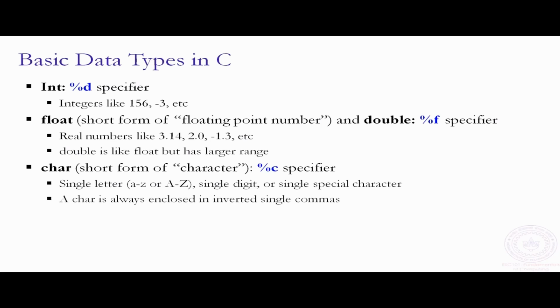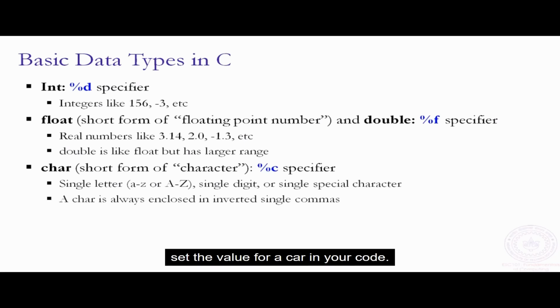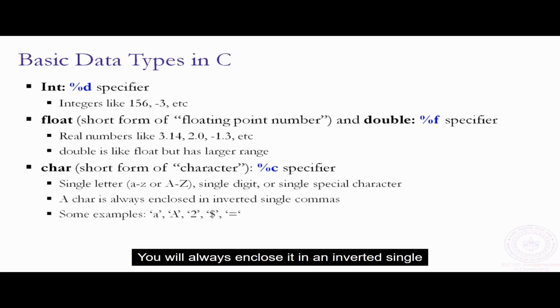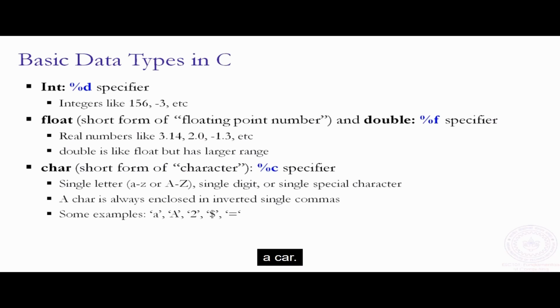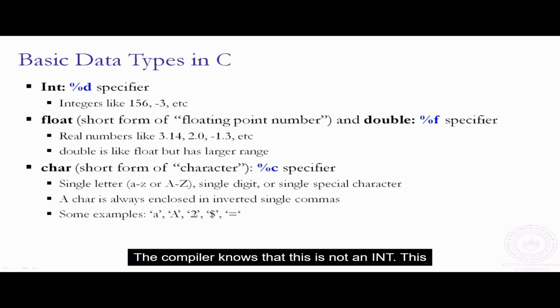And so whenever you assign this or set the value for a char in your code, you will always enclose it in inverted single commas so that the compiler understands that what is being assigned is a char. So for example, because I have inverted single commas around 2 here, the compiler knows that this is not an int, this is supposed to be a char.